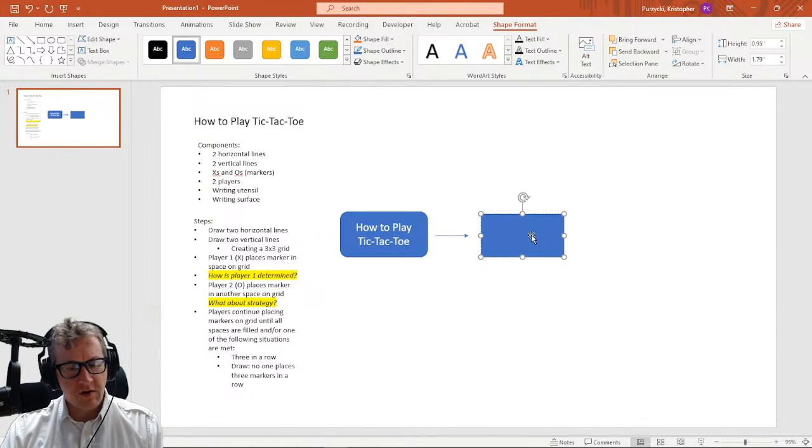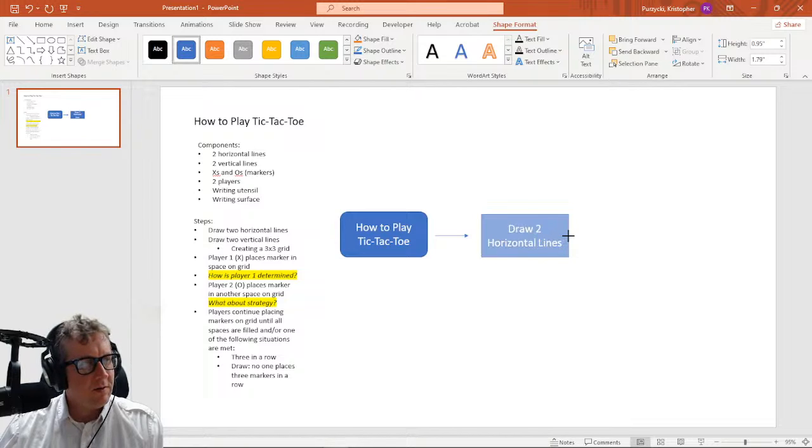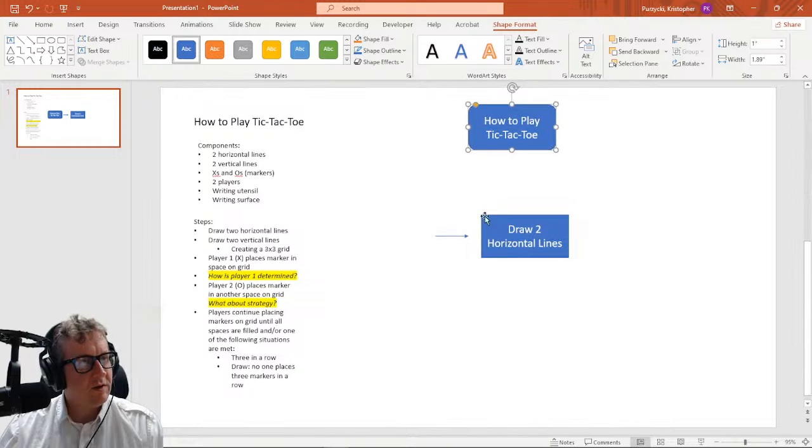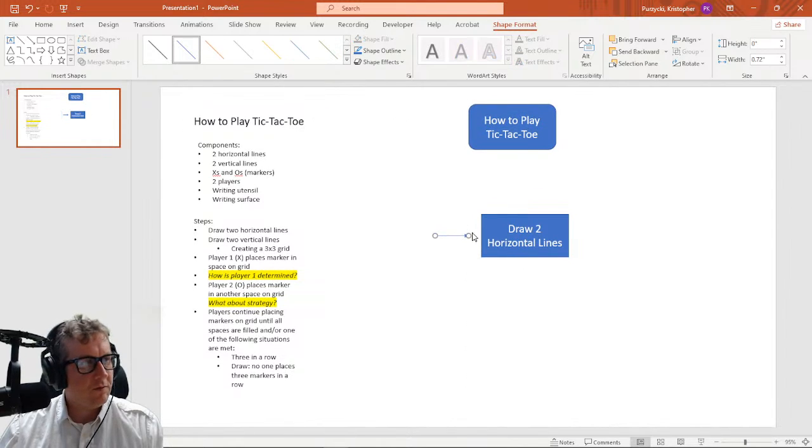So what did I say? Draw two horizontal lines. Okay. It's a little bit bigger. Another nice thing about this is you start to run out of space really fast. Let's go ahead and rotate this.